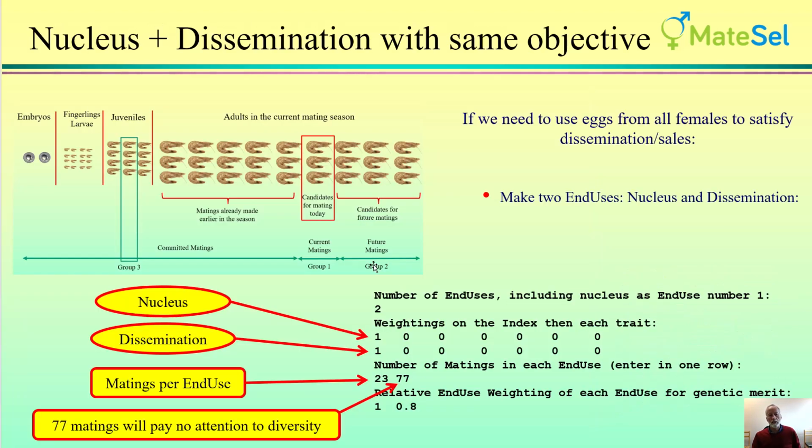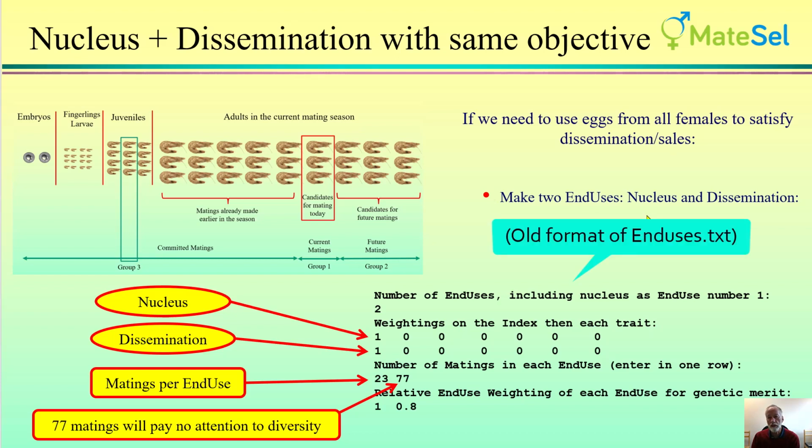Now we'll look at a case where we can use multiple end uses for the same objective without different traits. And this example is inspired by a slide from the committed matings video. So if we need to use eggs from these salmon or prawns from all females to satisfy dissemination and sales, or maybe a certain proportion of these females, higher than we need for the nucleus, then we can use two end uses, nucleus and dissemination. And the text file might look something like this.